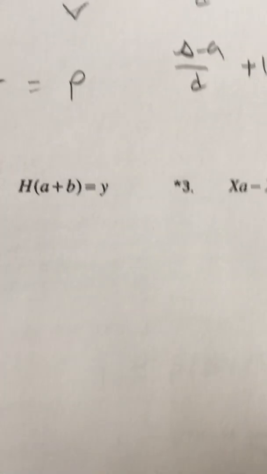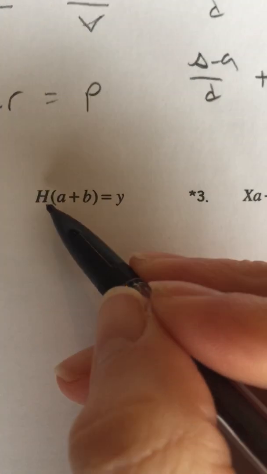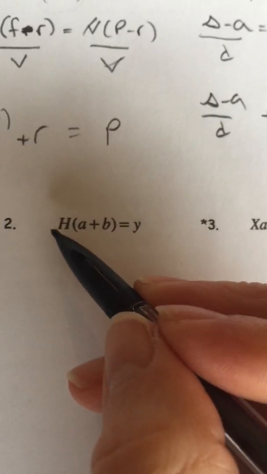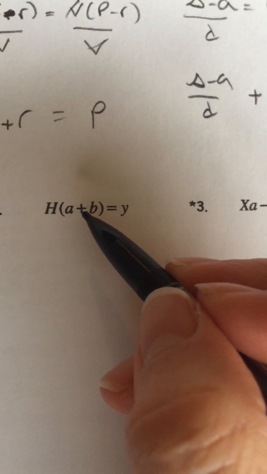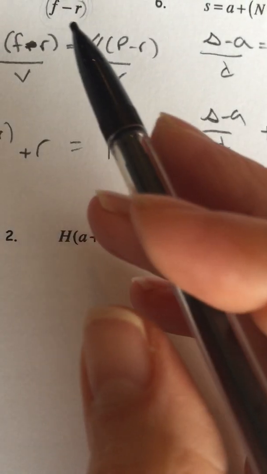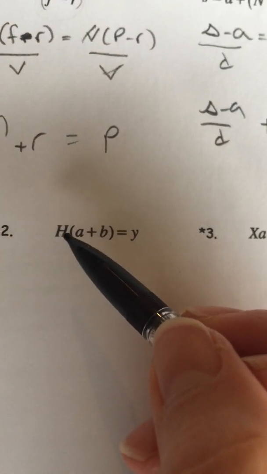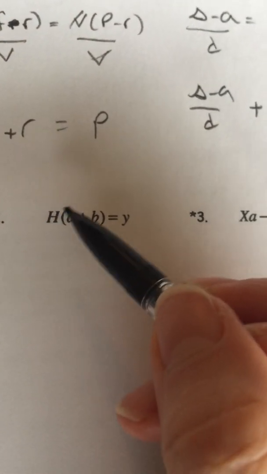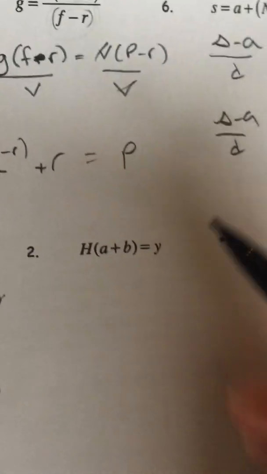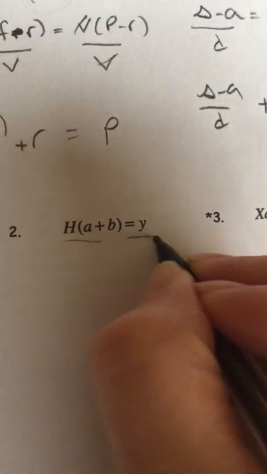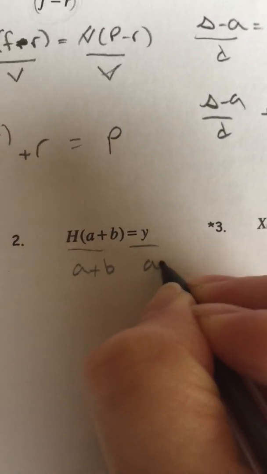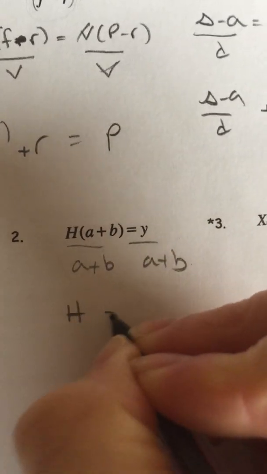Okay, the next one. H is what we want. If you were to distribute the h through, you'd create a very hard problem for yourself. So even though that worked really well up there, it doesn't work if the thing you're looking for is the thing you're distributing through. Don't distribute the thing you're looking for through. Instead, divide both sides by a plus b. That's how you isolate the thing you're looking for.